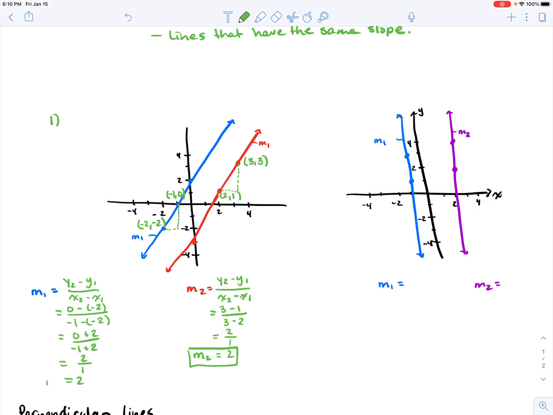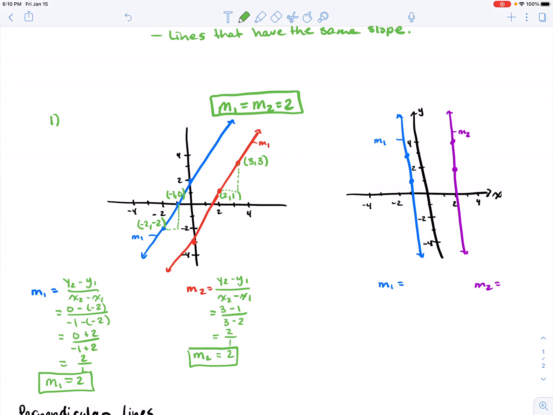which is equal to 2. So the slope of M1 here is the same as M2. So M1 equals M2, which is equal to 2. They're parallel. The slopes are the same for parallel lines.